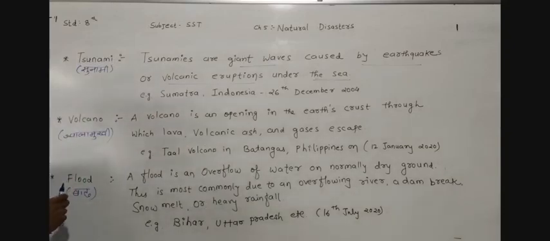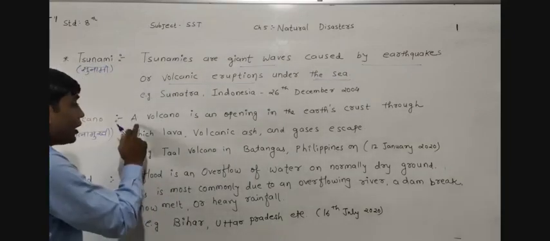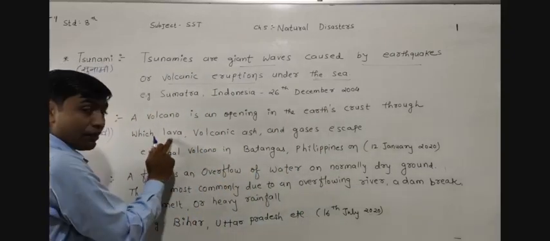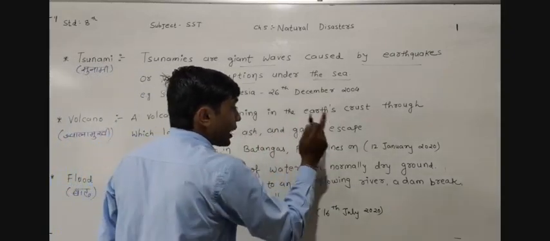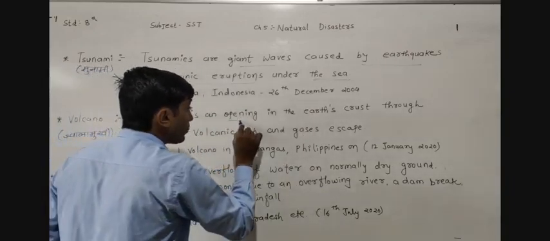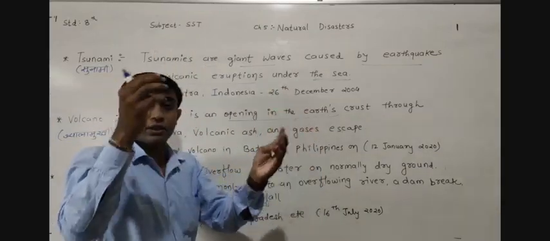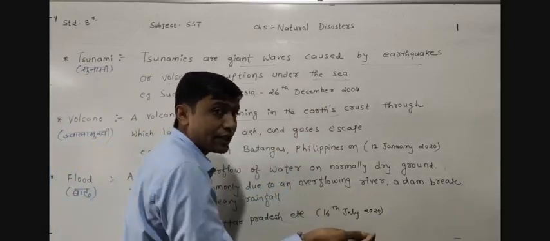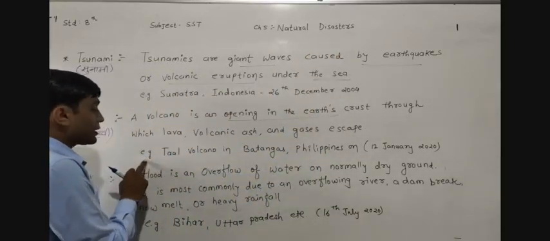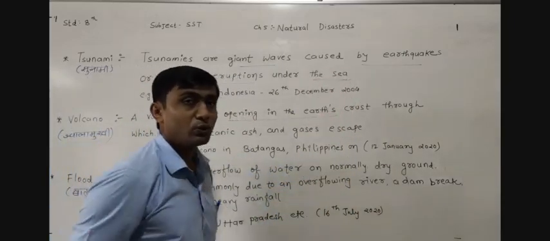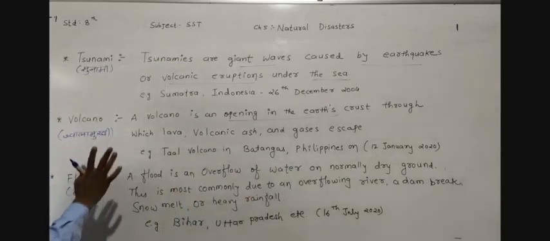Now, second one is a volcano. Volcano means Jwalamukhi. Now what was the meaning of volcano, dear children? A volcano is an opening in the earth crust through which lava, volcanic ash and gases escape. Volcano means an opening in the earth crust through which lava, volcanic ash and gases escape. Now here the example: Taal volcano in Batangas, Philippines on 12th January 2020 is the example of the volcano.